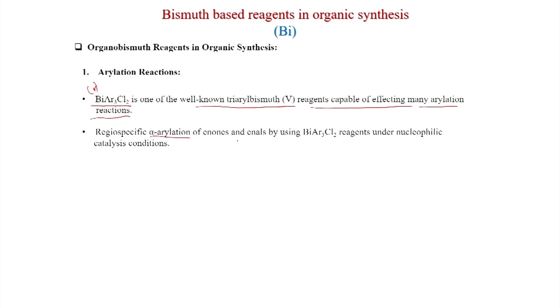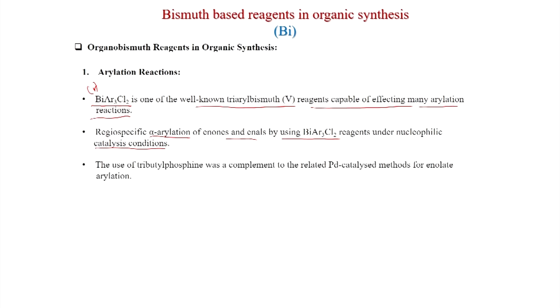Regiospecific alpha arylation of enones and enols by using BiAr3Cl2 reagents under nucleophilic catalysis conditions. So, this is very important, alpha arylation of enones and enols. The use of tributyl phosphine was a complement to the related palladium catalyzed methods for enolate arylation.